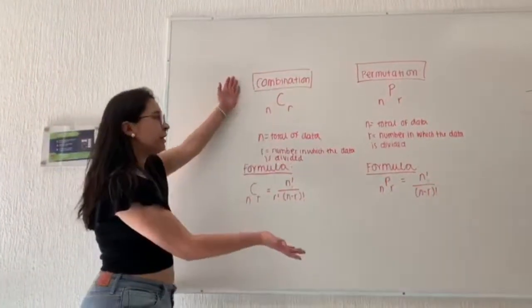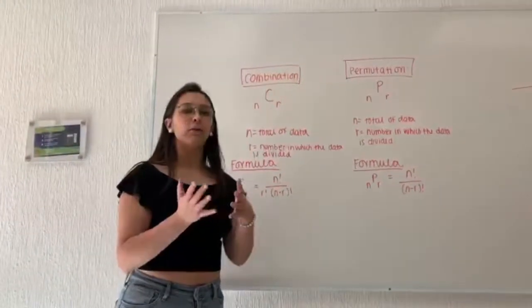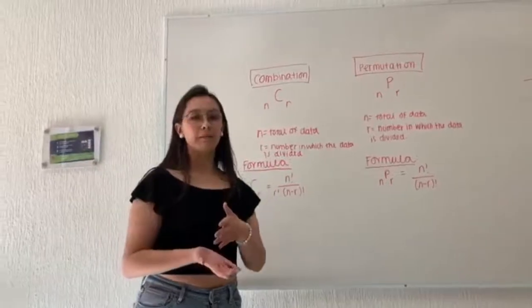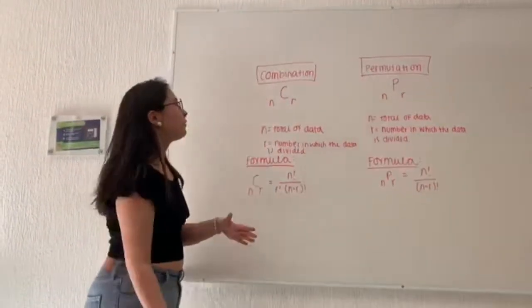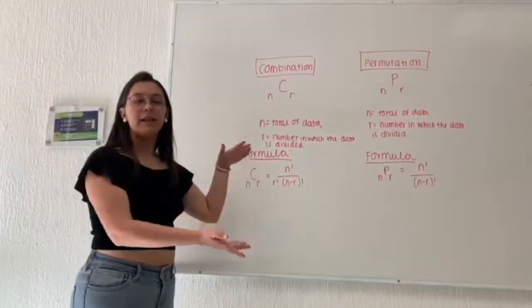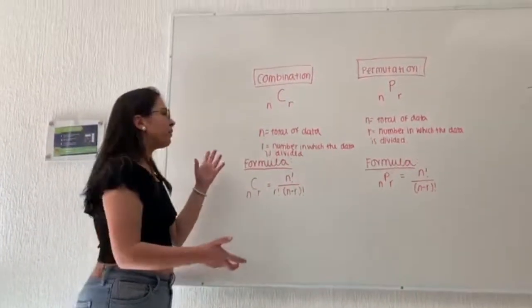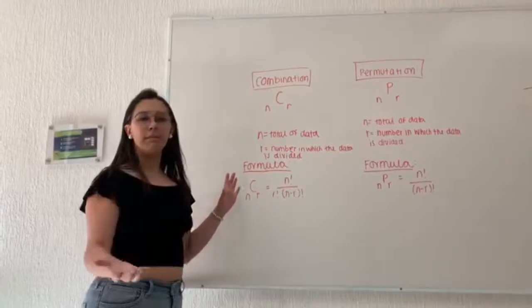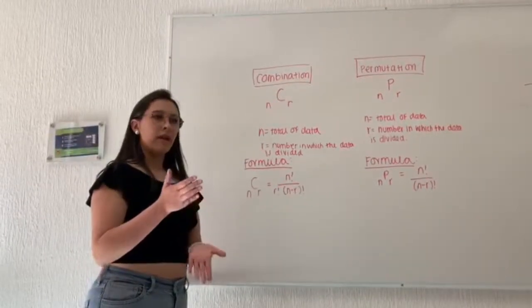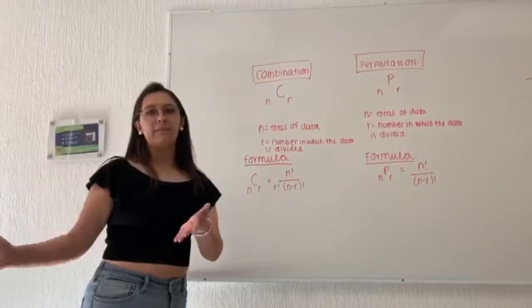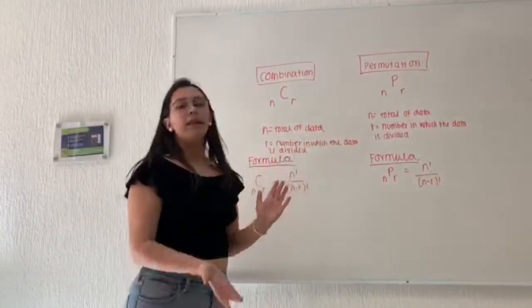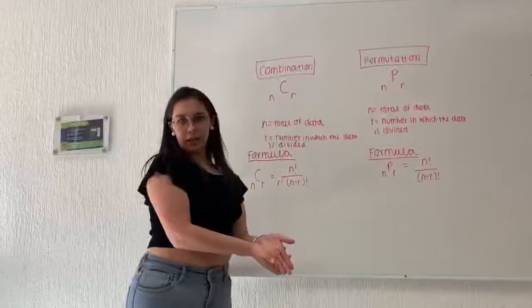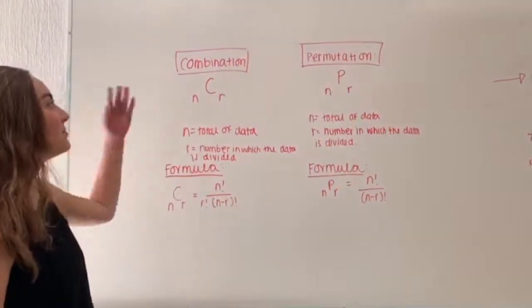Combinations and permutations. These two help you to know the number of possible combinations in a given set. The difference between a combination and a permutation is that in a combination, the elements in a sample space can be divided randomly, and in a permutation, the order does matter. We will begin by explaining combination.